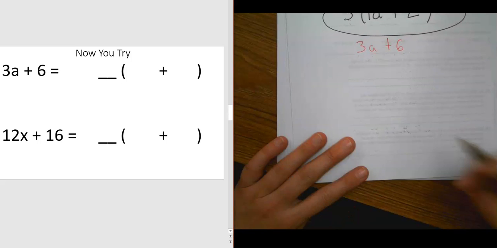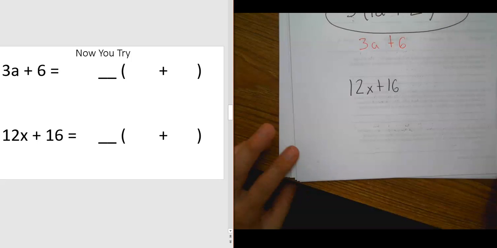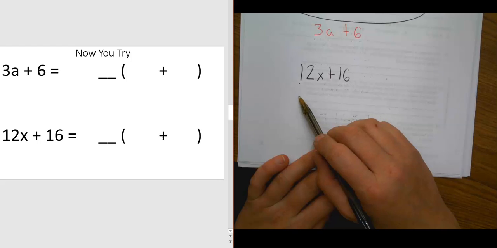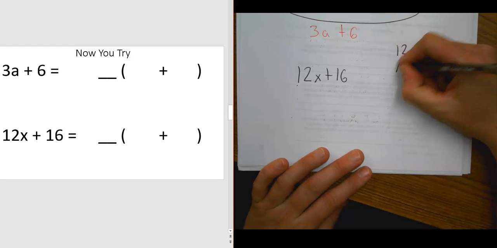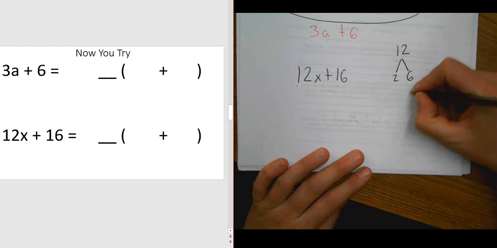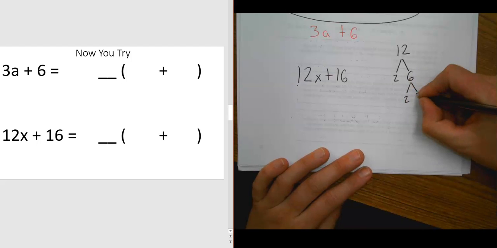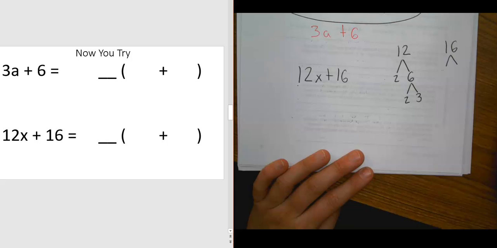Okay, if I have 12x plus 16, I'm going to teach you a different method. You could list off 1 times 12, 2 times 6, 3 times 4, or you could break it down using a factor tree. Start wherever. I'm going to start with 2 and 6. Then I break down the 6. What times what equals 6? 2 and 3. Then I do a factor tree for the 16. What times what equals 16? I could start with 4 and 4, 2 and 8. Doesn't matter. I'll choose 2 and 8.